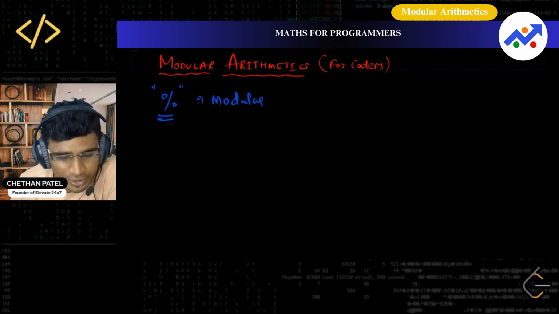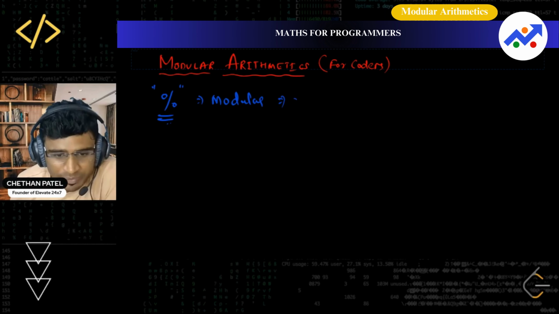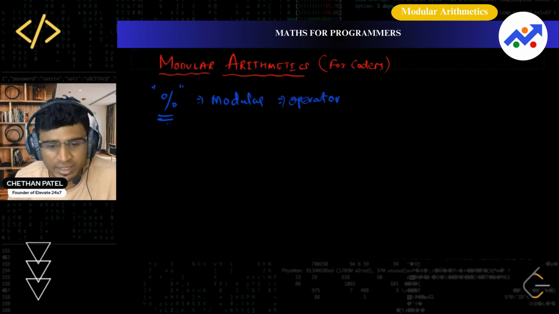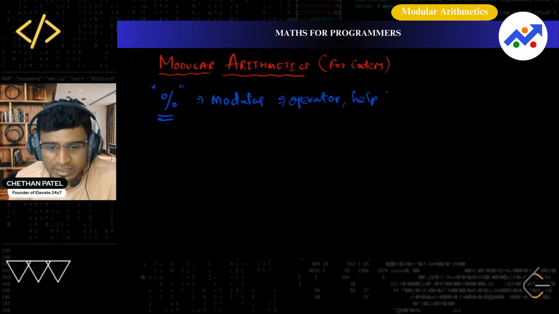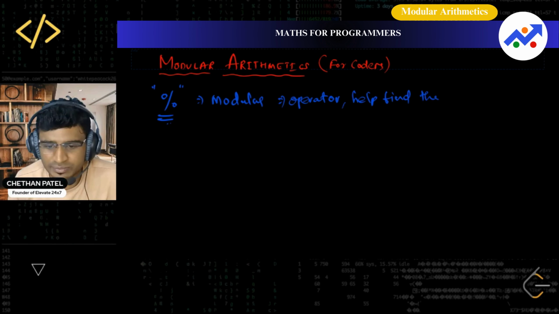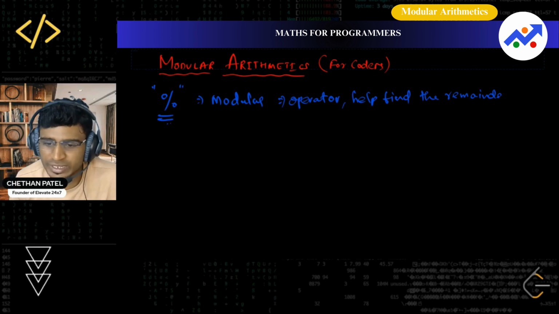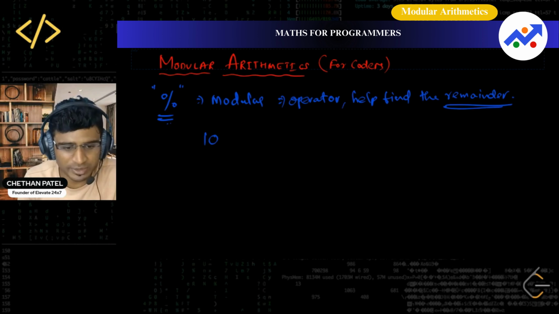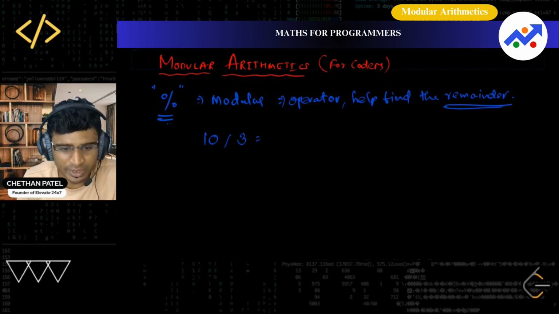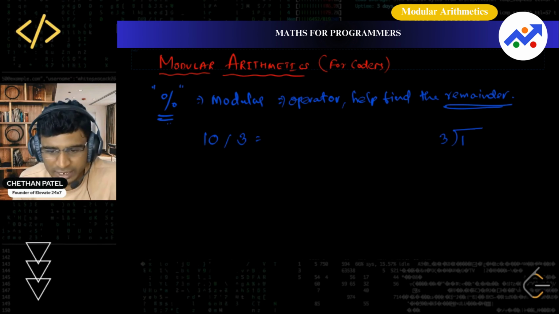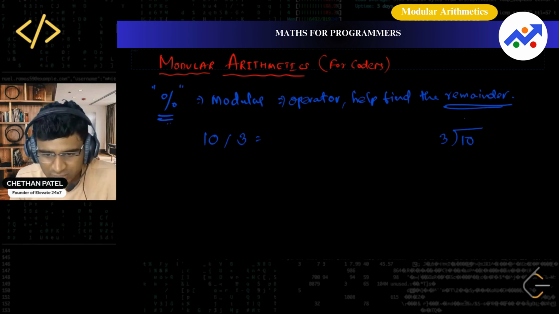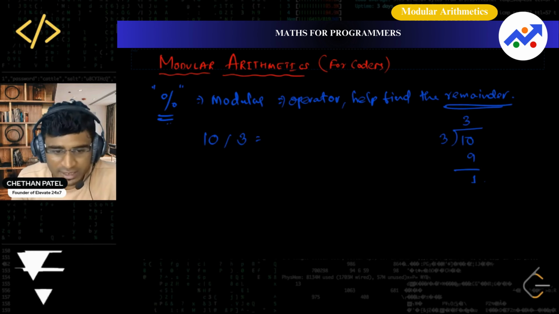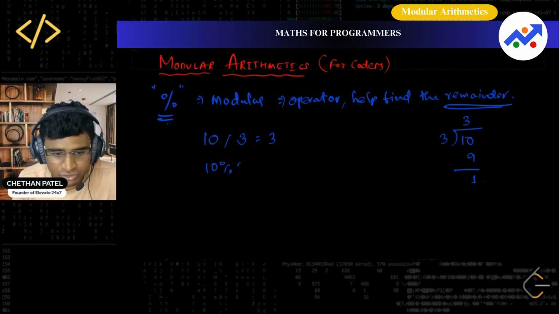This modulus is an operator that helps us to find the remainder. When we are dividing two numbers we get a remainder, right? So this will help you find the remainder. For example, suppose you write 10 divided by 3. Usually we will just divide 10 by 3. 3 threes are 9, correct, and I'll get 1 as a remainder. So 10 by 3 is 3, but 10 percent 3 would be 1.